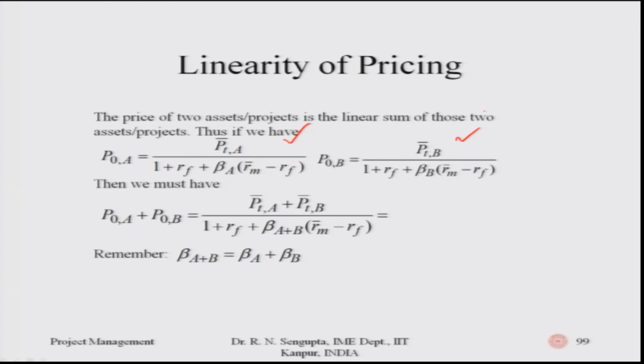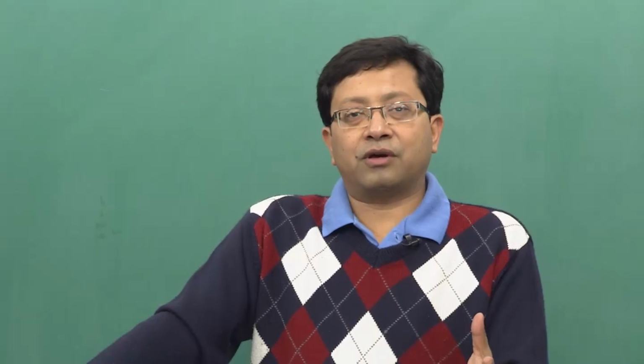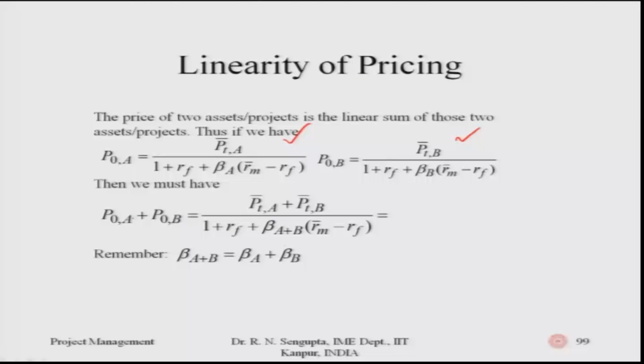Now, what is interesting to note is that the linearity of the price addition holds, such that if you have P naught suffix A, P naught meaning the price of project A at time t equal to 0, plus P naught suffix B, which is the price of project B at time t equal to 0, and such prices are given, then finding the overall price of the conglomeration of projects which you have at time t equal to 0 is very simple. What you do is just add them.